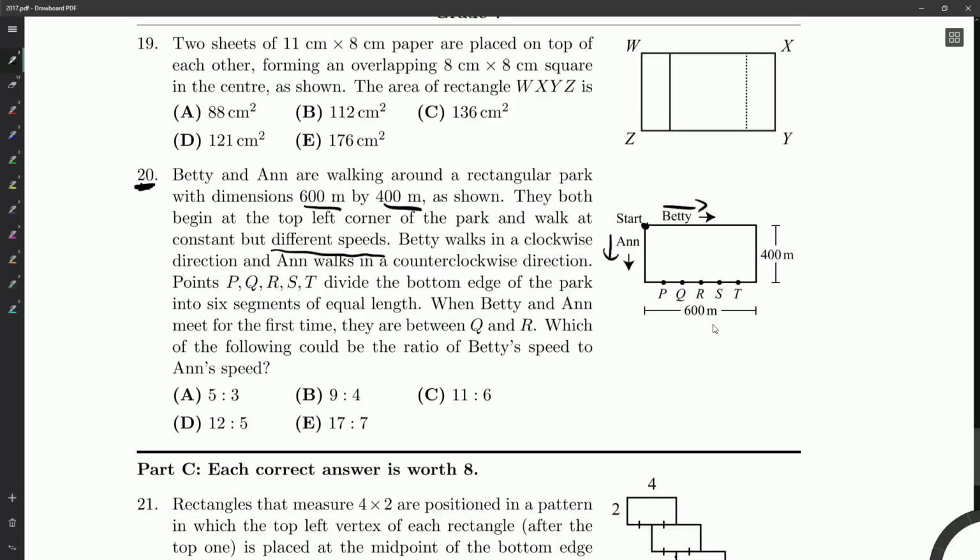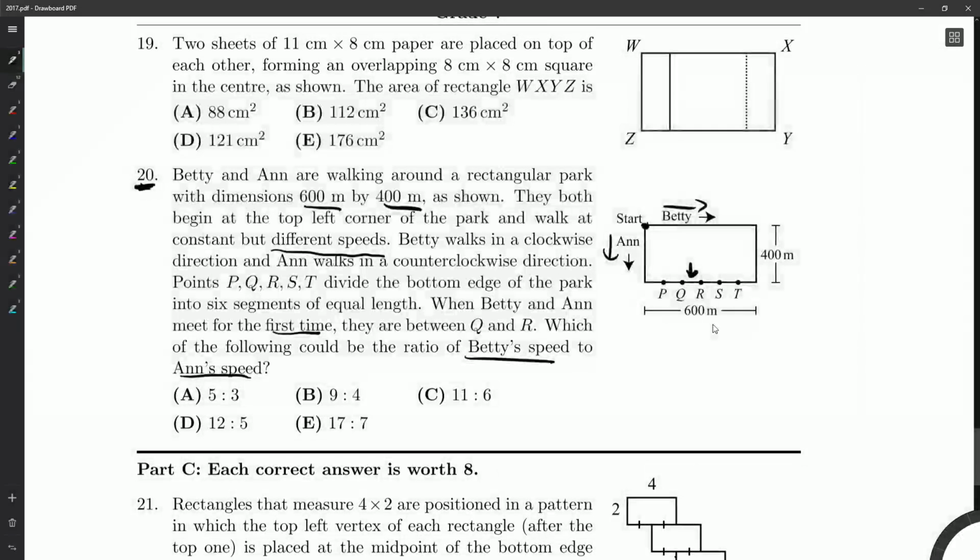Points P, Q, R, S, and T divide the bottom edge of the park into 6 segments of equal length. When Betty and Anne meet for the first time, they are between Q and R. Which of the following could be the ratio of Betty's speed to Anne's speed? Okay, 5 to 3, and so on. So we need a rough estimate for Betty's speed and for Anne's speed, and we will likely get that in the form of a fraction.